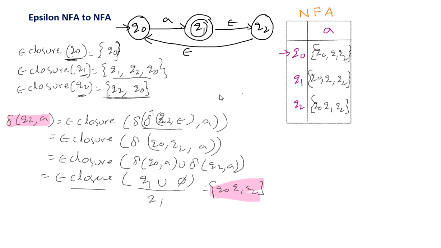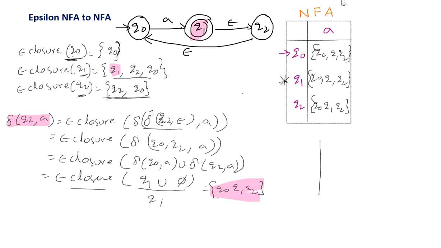Now we need to find the final state for the NFA. In the given epsilon NFA, Q1 is the final state. Epsilon closure of Q0 doesn't have Q1, and epsilon closure of Q1 has Q1, so we need to make Q1 a final state. Epsilon closure of Q2 doesn't have Q1, so we cannot make Q2 a final state. In this example, Q1 is the only final state.